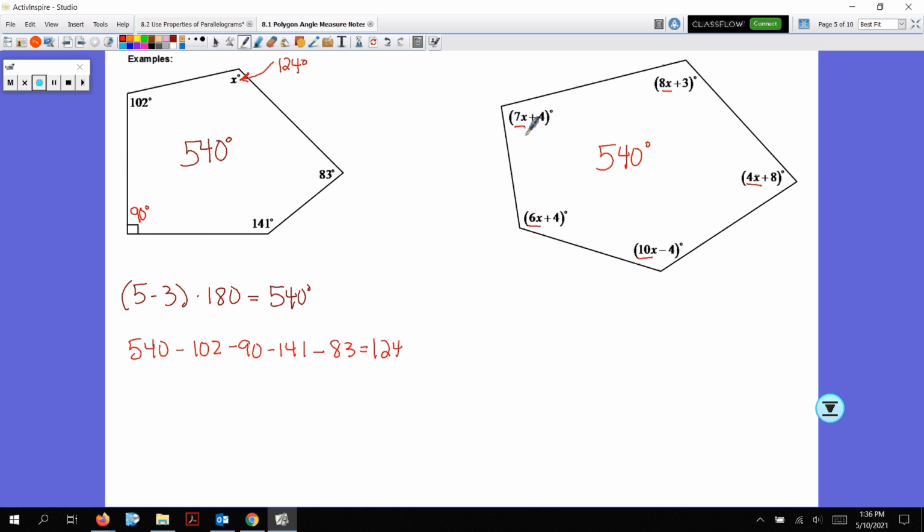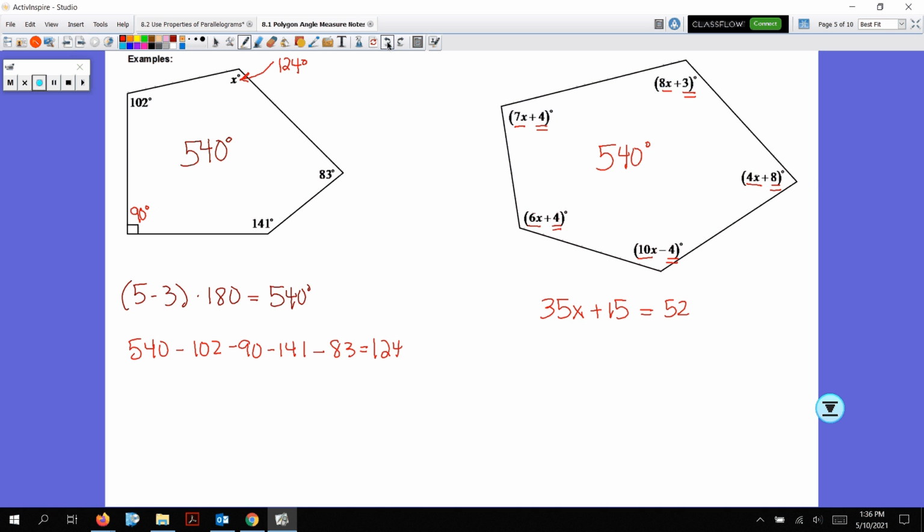6 plus 7 is 13, plus 8 is 21, plus 4 is 25, plus 10 is 35. So that gives me 35x. Now I'm going to take my numbers and add them together. 4 plus 4 is 8, minus 4 is 4, plus 8 is 12, plus 3 is 15. So 35x plus 15, all of that equals 540.